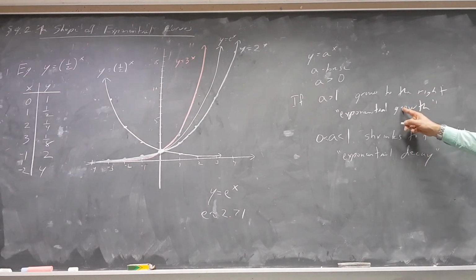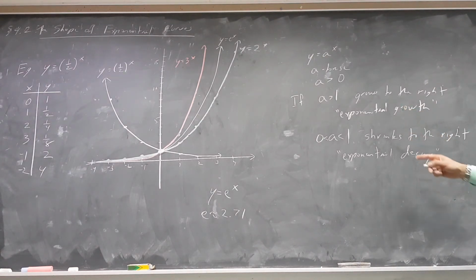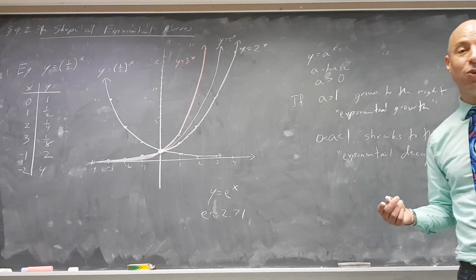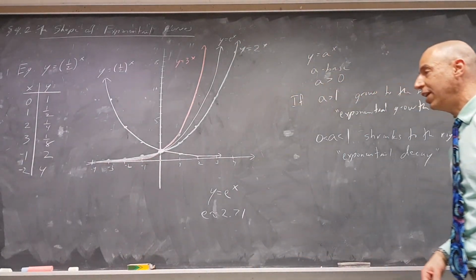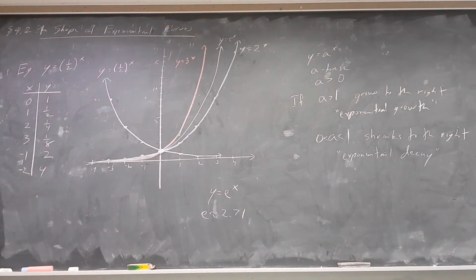When the base is bigger than 1, it grows to the right. When the base is between 0 and 1, it shrinks to the right. If the base is equal to 1, it's just a horizontal line at height 1. That's not particularly interesting. We already know how to give a function for that using simpler means.